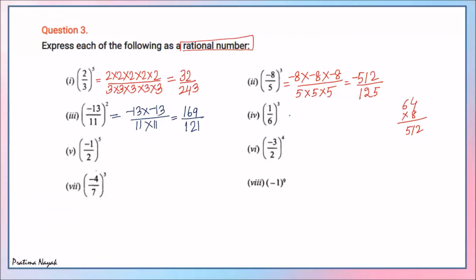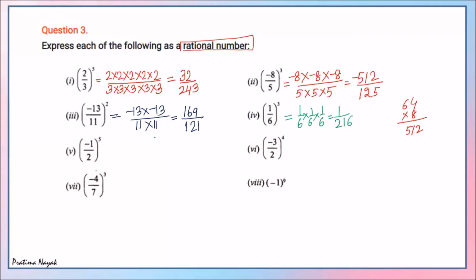Now coming to the fourth part. The fourth part will be 1 by 6 into 1 by 6 into 1 by 6. 1 multiplied any number of times will give you 1. 6 into 6, 36. 36 multiplied by 6, 216. So this is the answer of the fourth part.